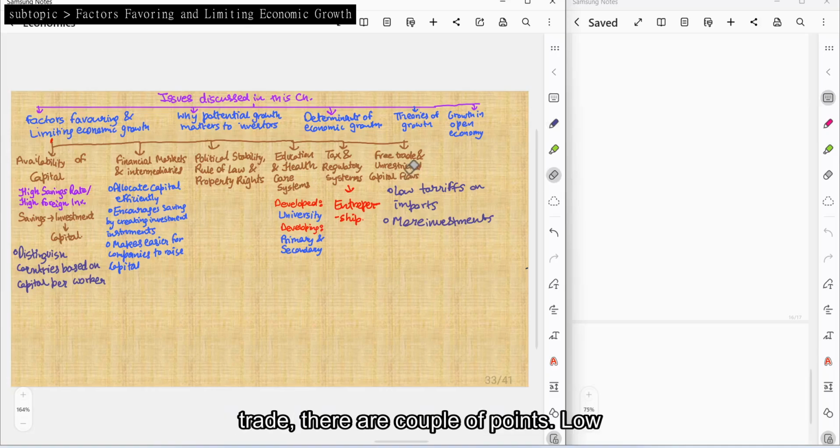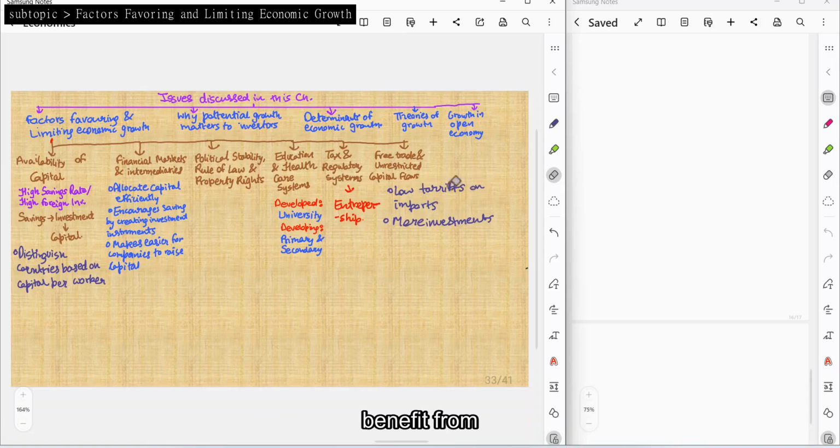With free trade, there are a couple of points. Low tariffs on imports allow a country to import capital goods and hence new technology comes to the country, while residents of the country also benefit from a wide array of goods and services.